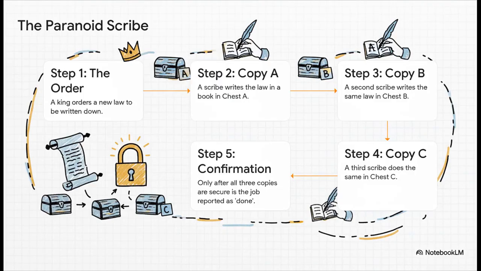I love this analogy. Think of it like an ultra-paranoid king scribe. The king orders a new law written down. The head scribe doesn't just write it in one book. Nope. He has 3 different scribes, and they all instantly write the exact same law into 3 separate books, which are then stored in 3 separate secure chests. And only after he gets confirmation that all 3 copies are locked away safe and sound does he go back to the king and say, "Your Majesty, it is done."